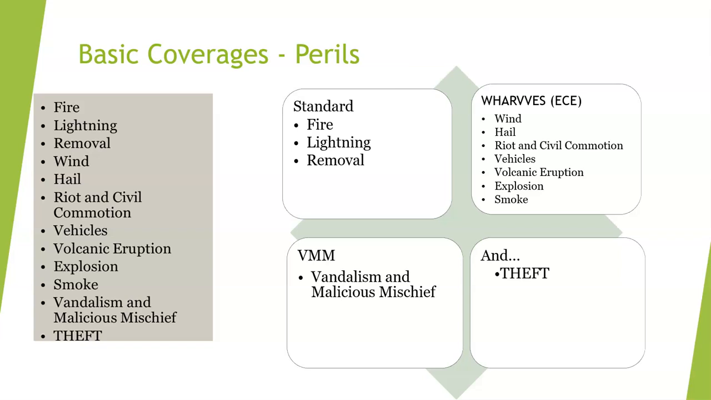Okay, so here are your basic peril coverages. You have your fire, lightning, removal, wind, hail, riot and civil commotion, vehicles, volcanic eruptions, explosion, smoke, vandalism and malicious mischief, and theft. These are all your basic coverages for your basic perils.